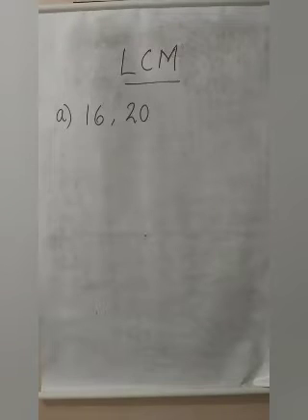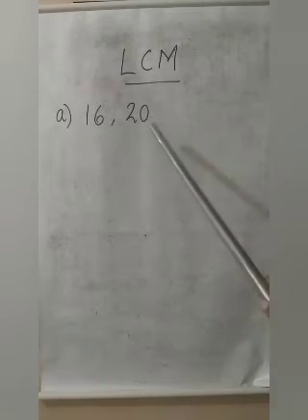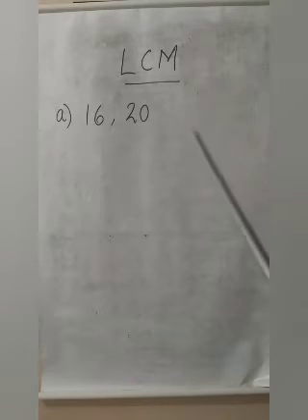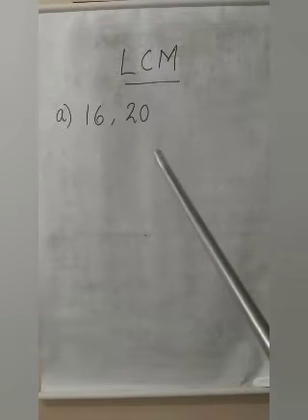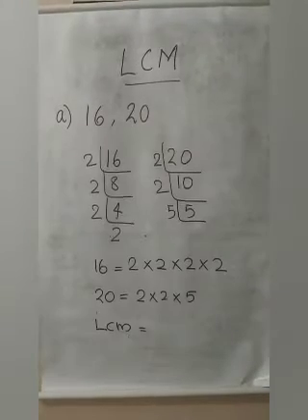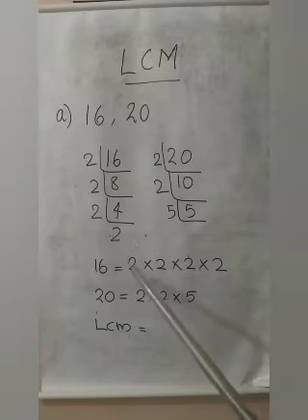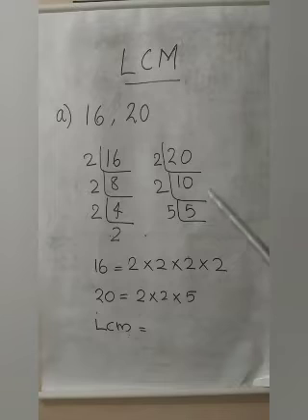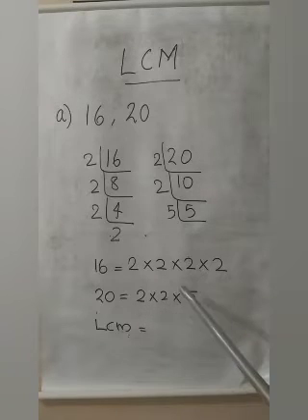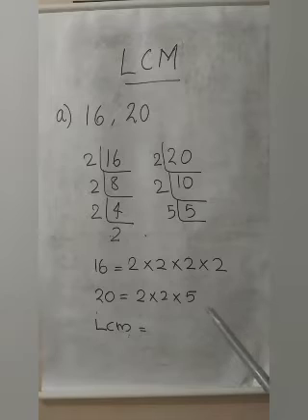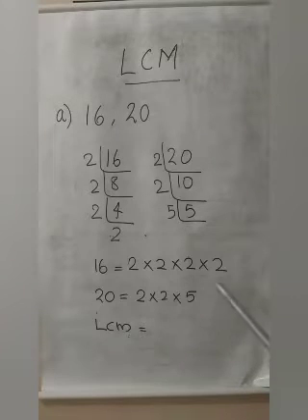So we can find the LCM of 16 and 20 by the prime factorization method. When we are finding it by the prime factorization method, first we prime factorize the given two numbers. So here the numbers are 16 and 20. The prime factorization of 16 is 2 into 2 into 2 into 2, and the prime factorization of 20 is 2 into 2 into 5.